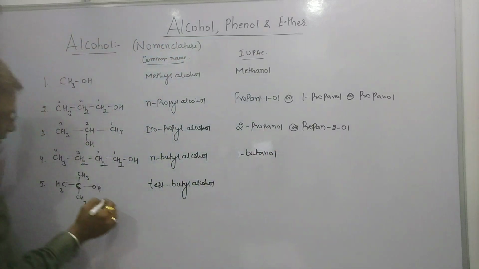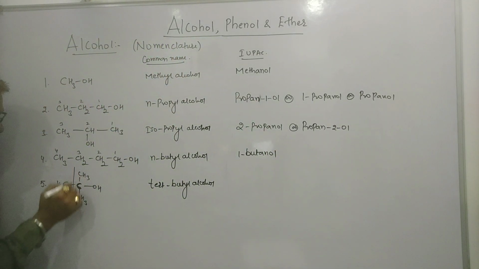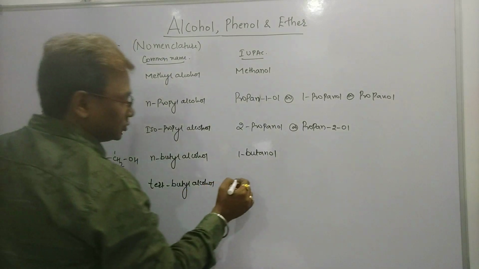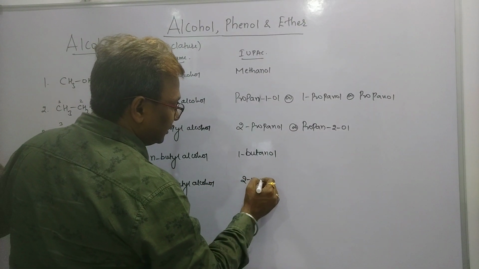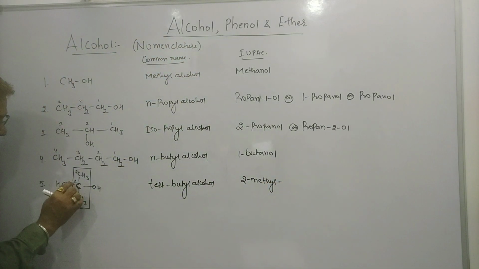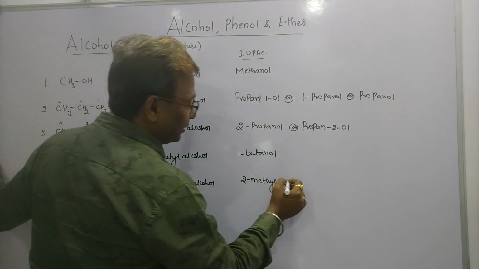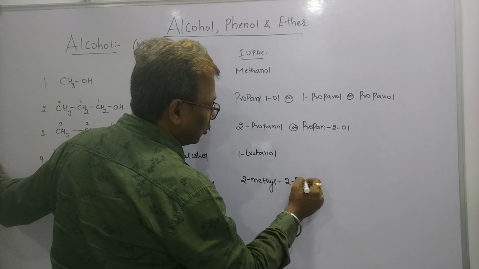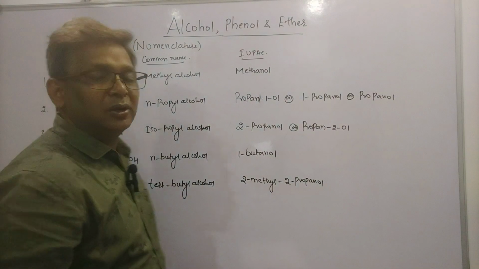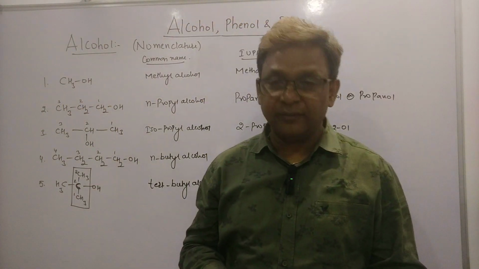1-butanol. In this case, I'll select the longest chain of carbon in this way: carbon atom 1, carbon atom 2, carbon atom 3. On the second carbon a methyl group is there. So the name is a 2-methyl. Then OH is also on the second carbon and 3 carbons are there, 2-propanol. 2-methyl 2-propanol is the IUPAC name of this compound.